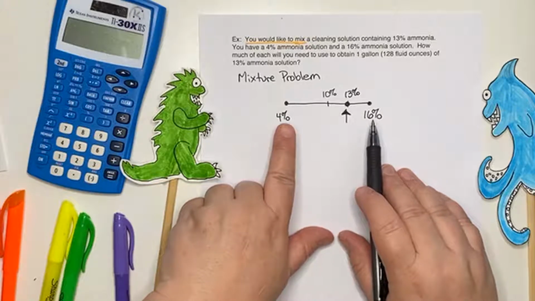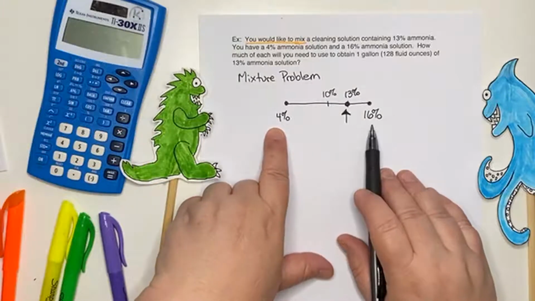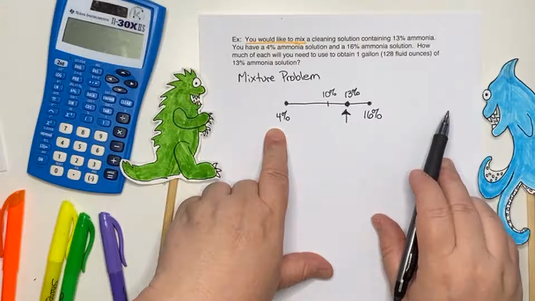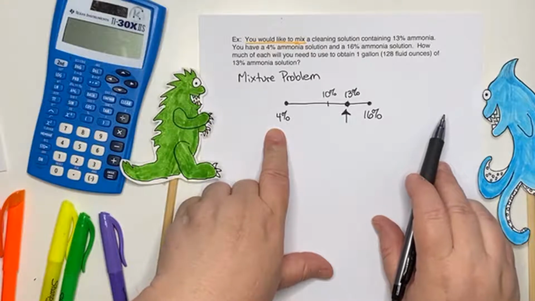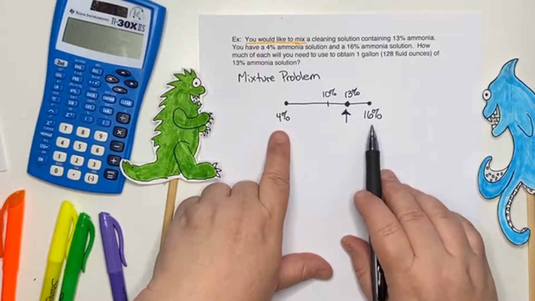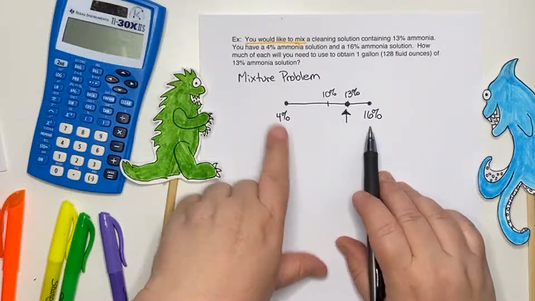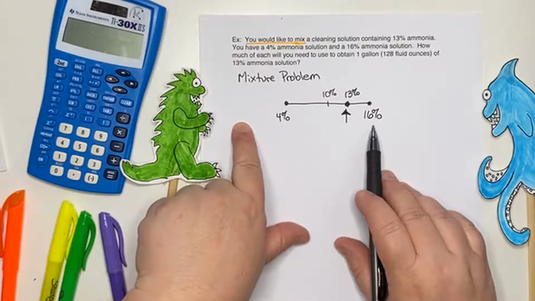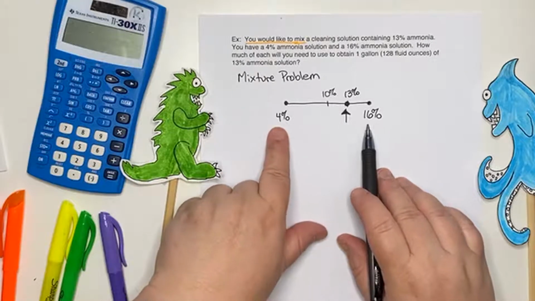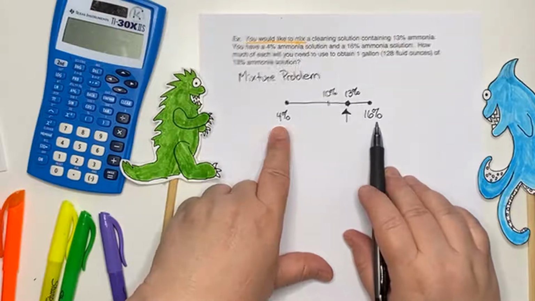So in other words, it's not possible to mix a 4% and 16% and end up with something that's got 30% ammonia. It's just not possible. You also can't mix 4% and 16% and get something that's like 2%. That's too small. It's got to be between them. So 13 is between them.